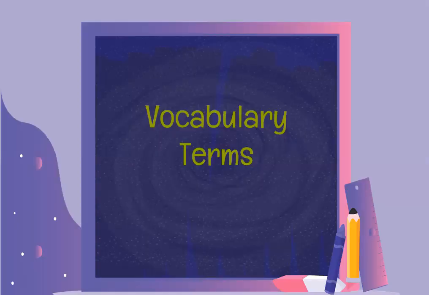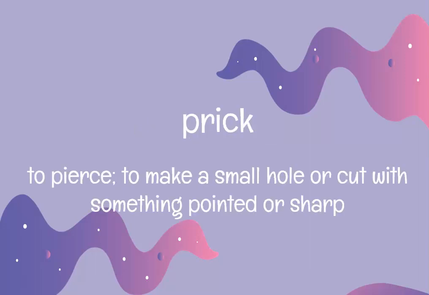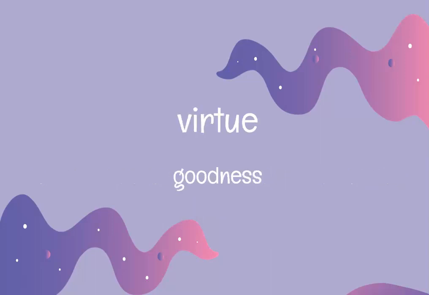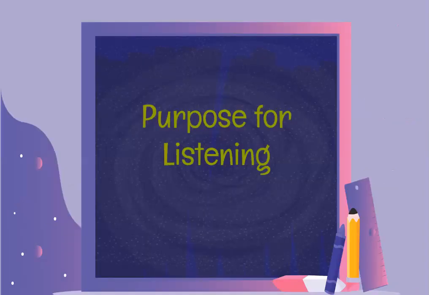Before we begin our story, let's review some key vocabulary terms. Enchanted. If someone is enchanted, they are under a magic spell. Prick. To prick something means to pierce it or to make a small hole or cut with something pointed or sharp. A spell is believed to make magic happen. Virtue is goodness. Wisdom is judgment, understanding what is right and wrong.